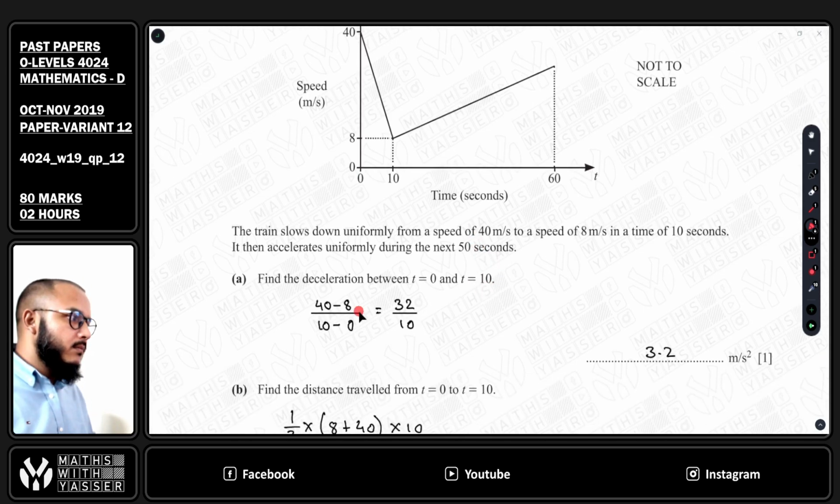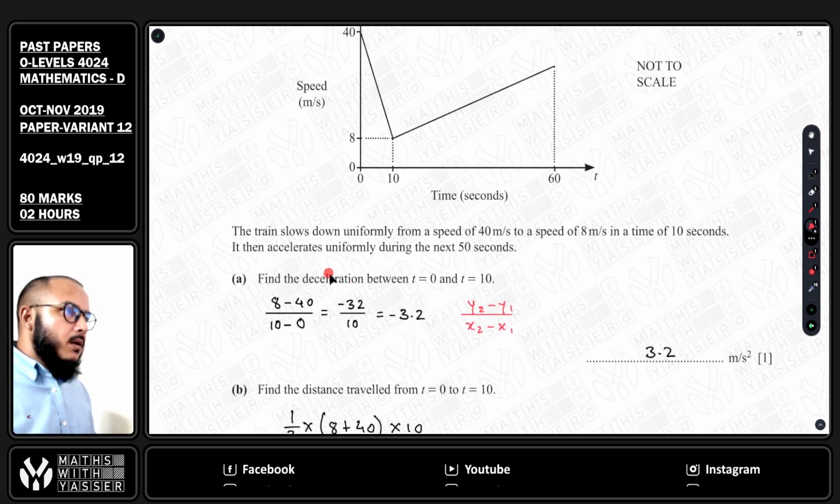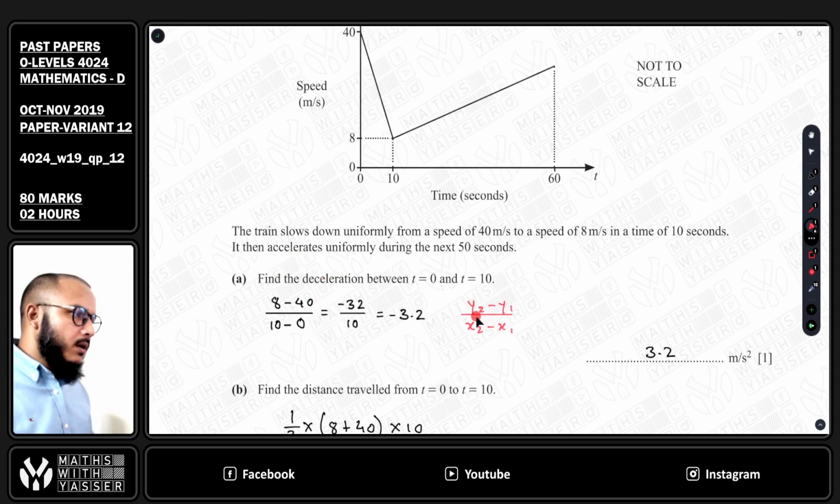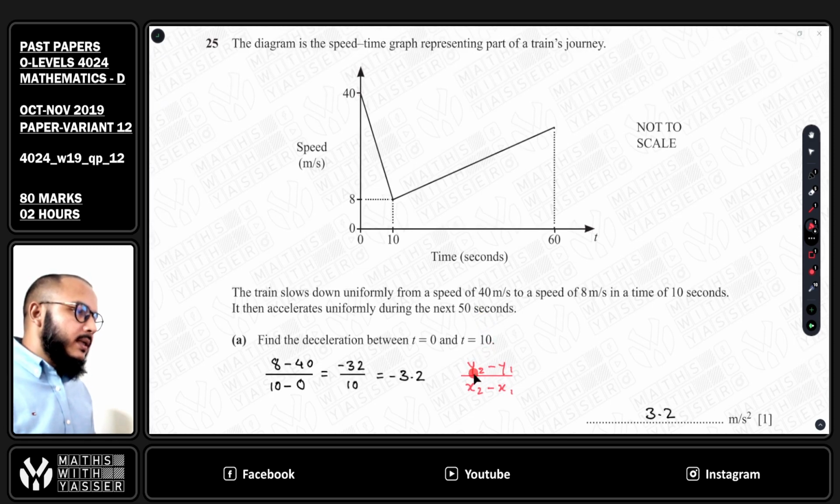So, I can see that this line is going downwards. So it will definitely have a negative gradient. And we know the formula of the gradient is y2 minus y1 over x2 minus x1. And that will give me a negative value eventually. So to find the deceleration, you can use the easy method and just see that this is y2 minus y1 over x2 minus x1. That is the formula which is required to find the gradient.